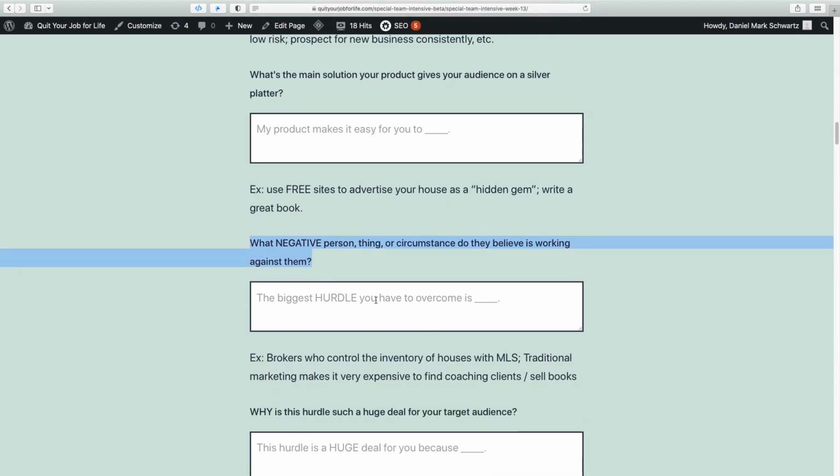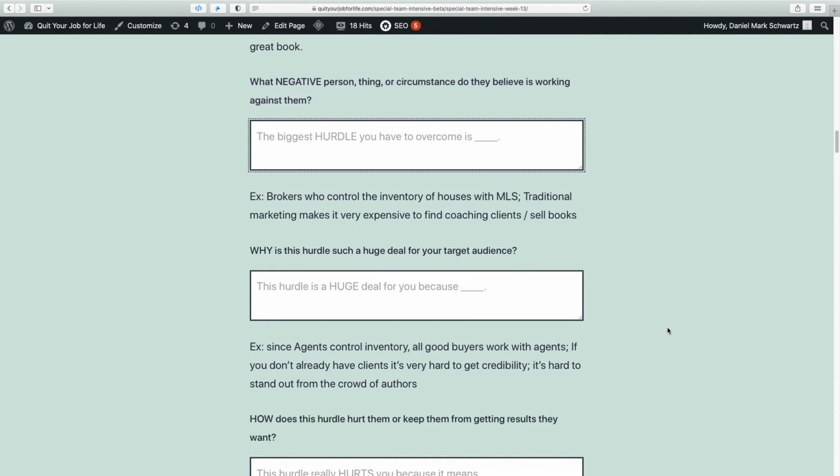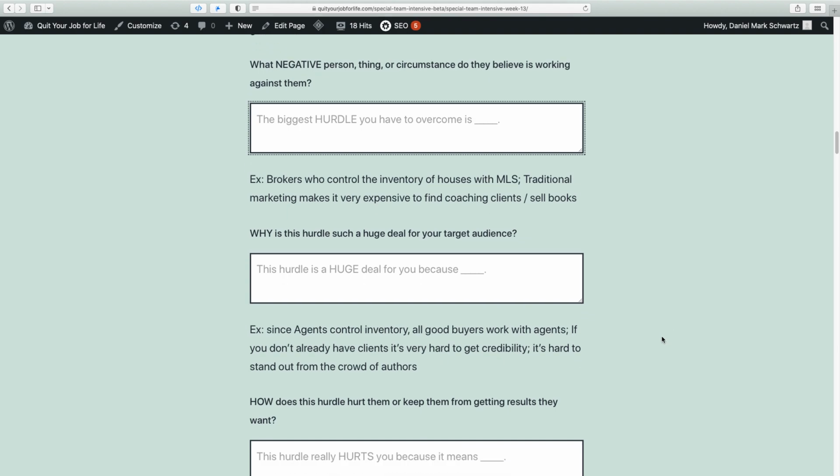What negative person, thing, or circumstance do they believe is working against them? So this is their adversary. So it might be traditional publishing. It might be the establishment, whoever it is, GQ and their beauty standards, whatever they think is working against them. This is what we want to put here. Again, we've done this kind of thing in previous worksheets, so this shouldn't be too difficult.